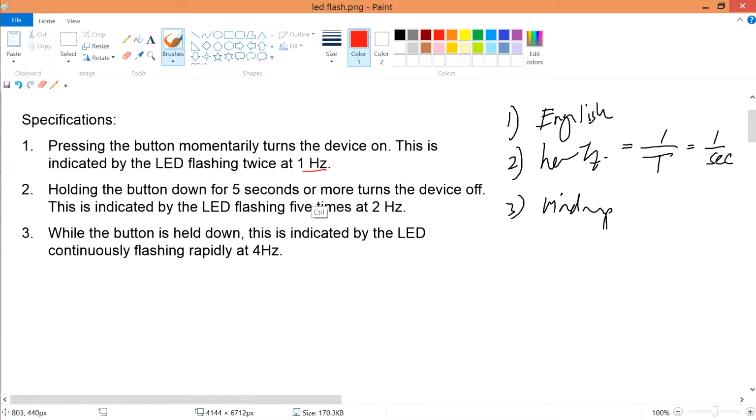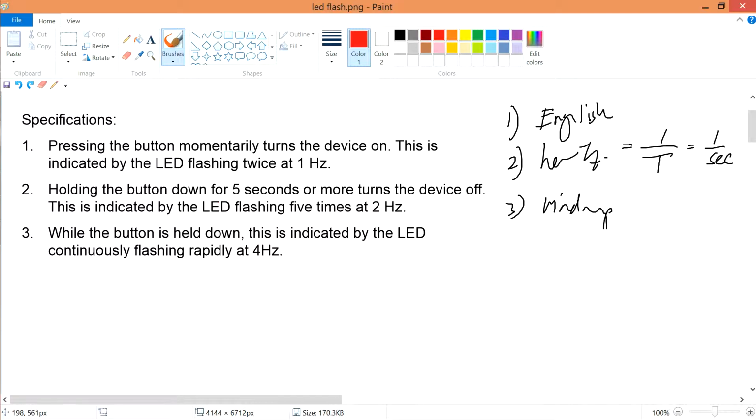And it's indicated that after you press the button, the LED flashes twice at 1 Hz. Later on we'll talk about that. The second step says to hold down the button for 5 seconds or more, and you'll turn the device off. Once it is off, the LED will flash 5 times at 2 Hz. Somewhat like the device is off, so to speak. Later on you'll get the meaning also.